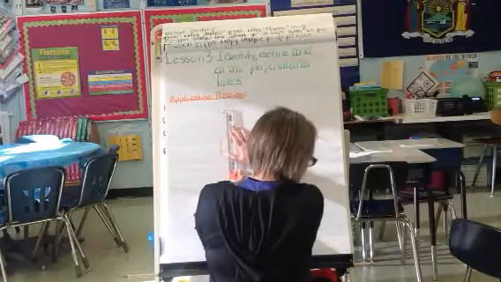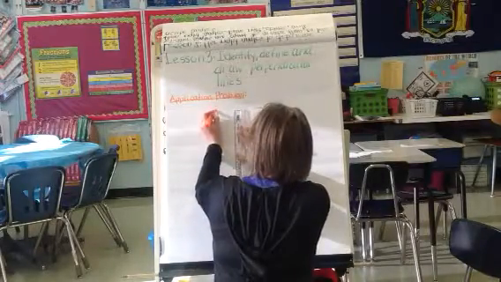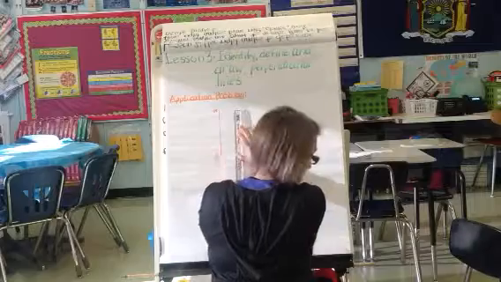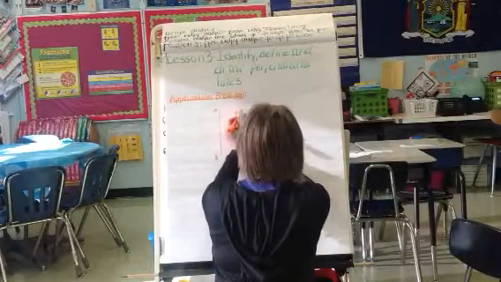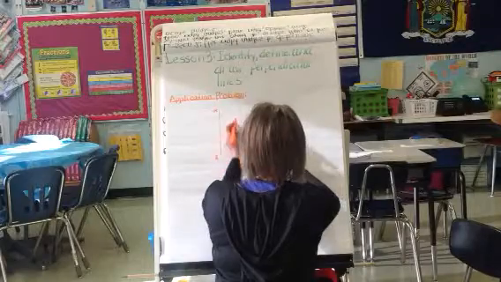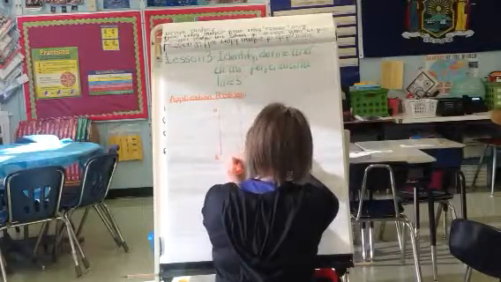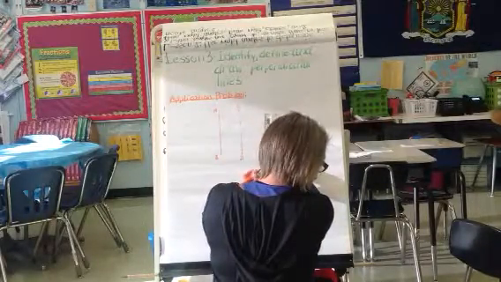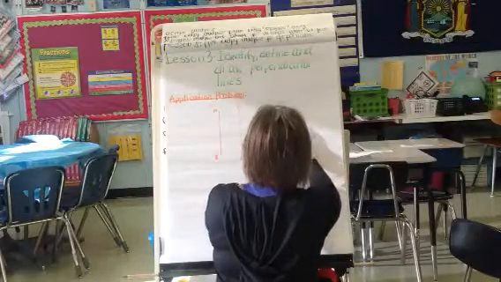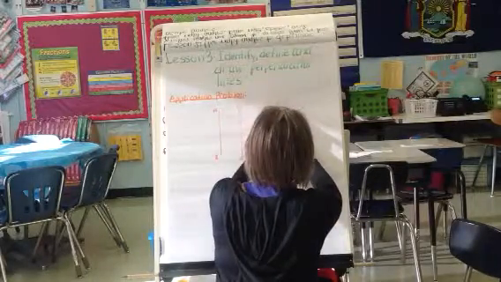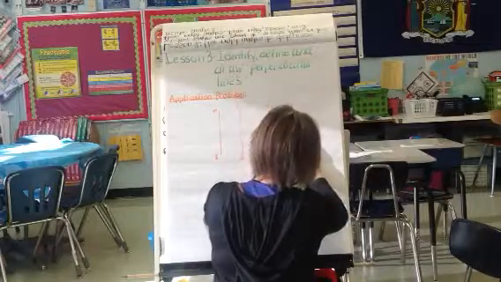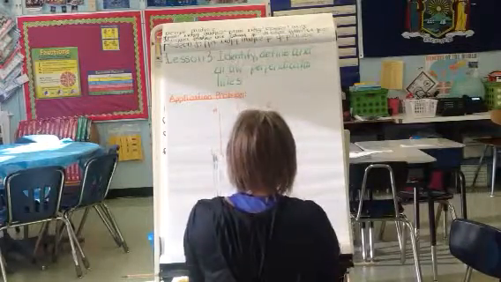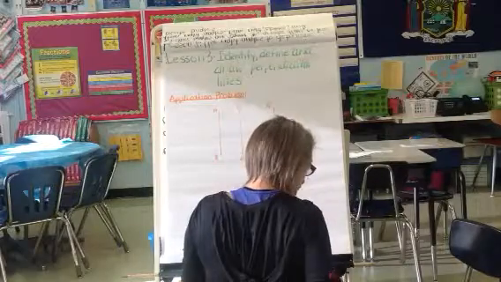and I'm going to label it A, B, then I'm going to draw CD, D, and EF. Okay, you're going to notice we have 3 lines right here.